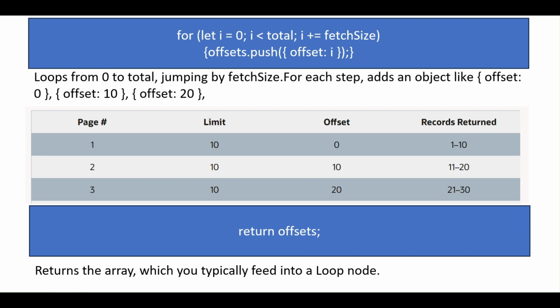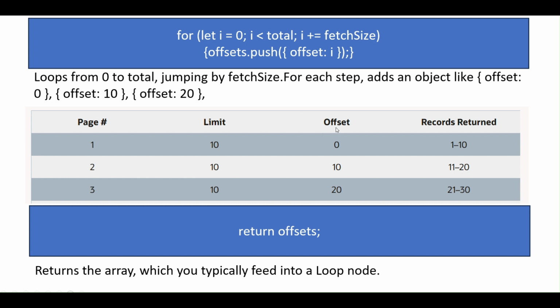So think of this like a librarian who has 30 books to collect from different bookshelves. Before they start walking, they write down: shelf 1, shelf 2, shelf 3, and that list is your offset. The walking, that's your loop node, which will do that job. And the beautiful thing is, you write this logic once and change the fetch size from, let's say, 10 to 50, and the entire plan adjusts automatically. No rewiring, no rebuilding. That's the power of the code node.